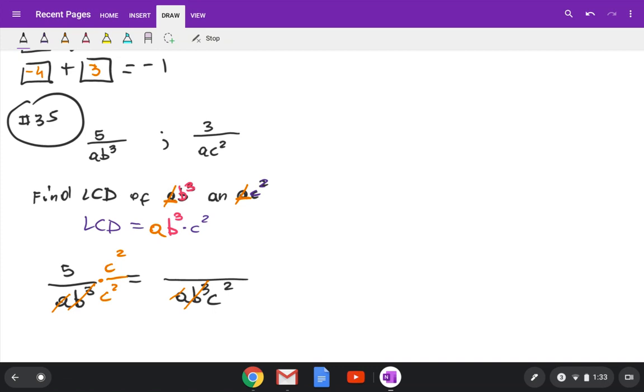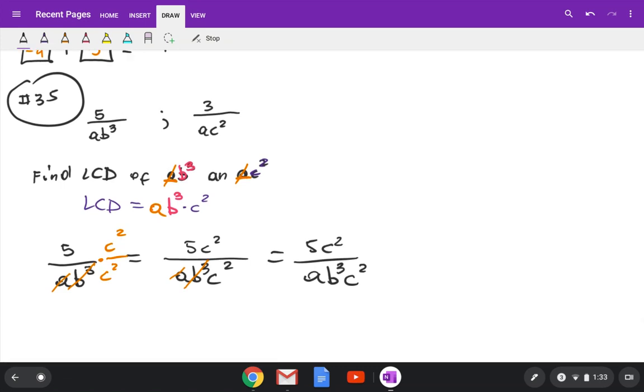The equivalent fraction will be 5c squared over a b cubed c squared. Again, they're not really canceling here. I was just trying to show you that we multiply the original fraction by the missing factor from the LCD. Okay, that's what we did.